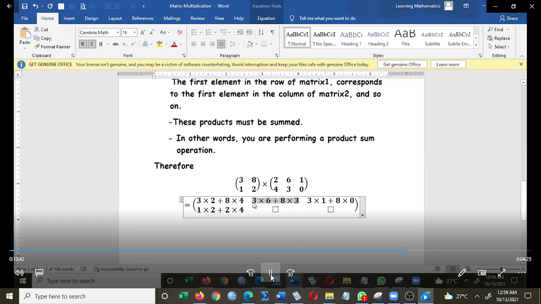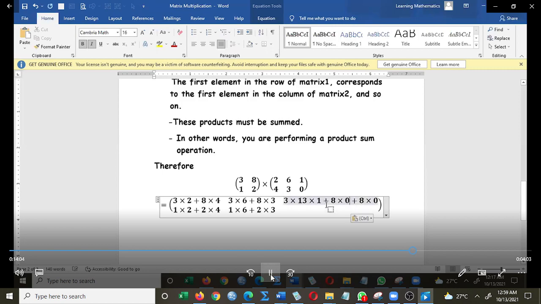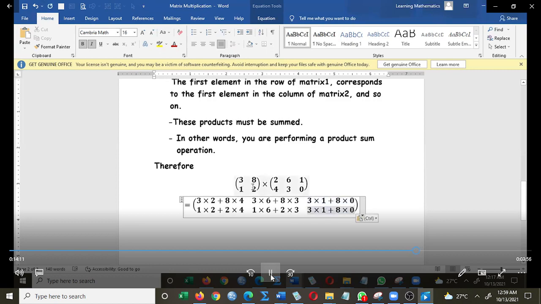It's not 3 and 8 anymore, it's 1 and 2. 1 and 2 with 6 and 3. 1 to 6, 2 to 3. 1 times 6 plus 2 times 3. And copy this, paste this there. So, all right, let's undo, paste this here. So it's 1 and 2 with 1 and 0. 1 times 1, 2 times 0.